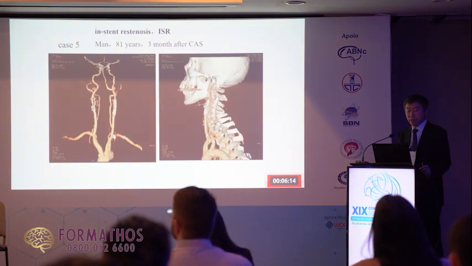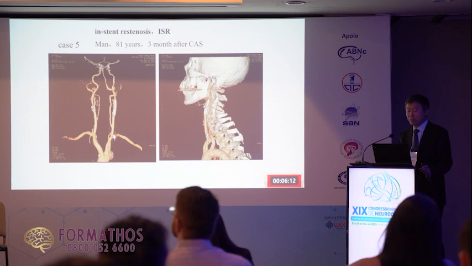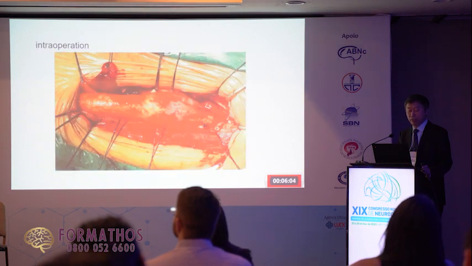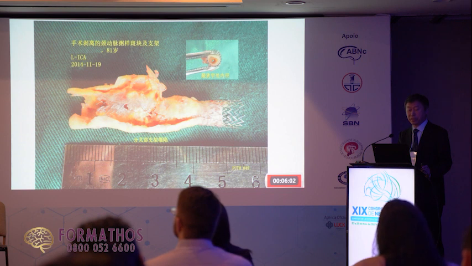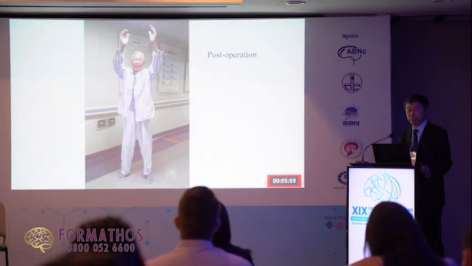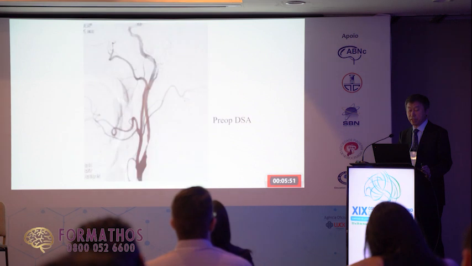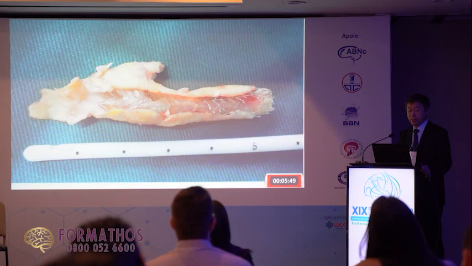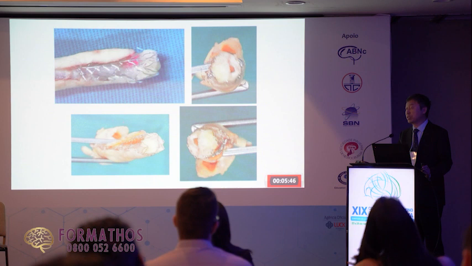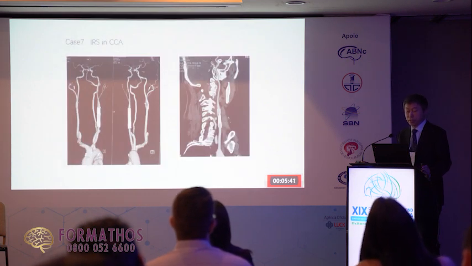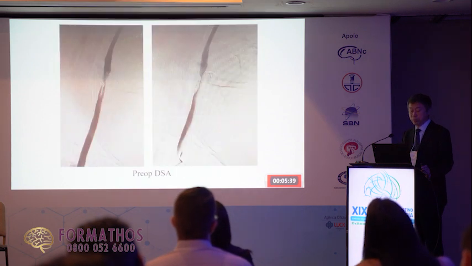This case is an 81-year-old patient who developed TIA again 3 months after undergoing stenting. We removed the stent and the plaque after operation. Case 6 is restenosis again after stenting. The plaque grew into the stent tube post-operation. Another case is similar.